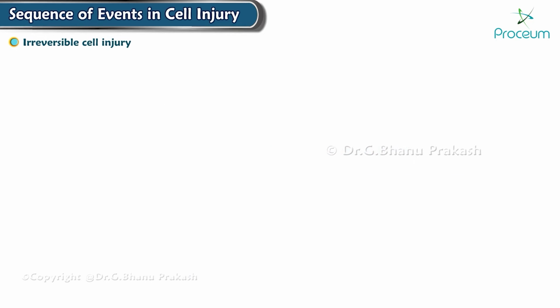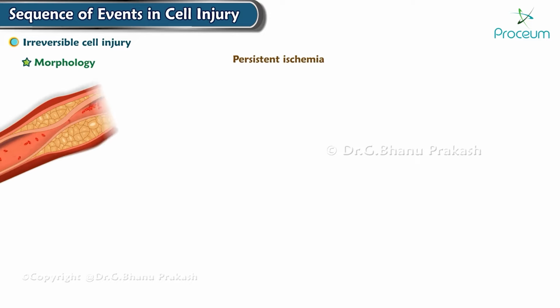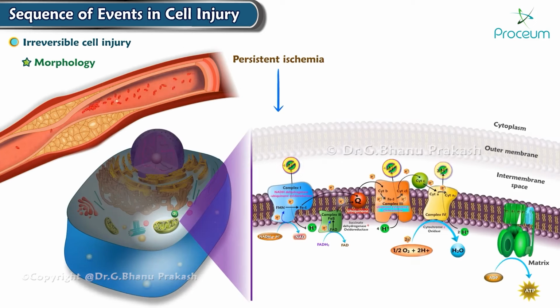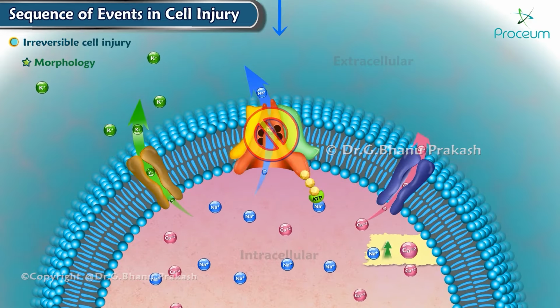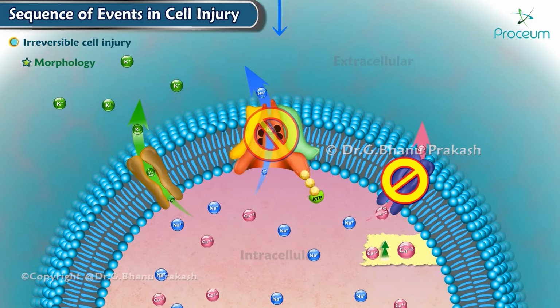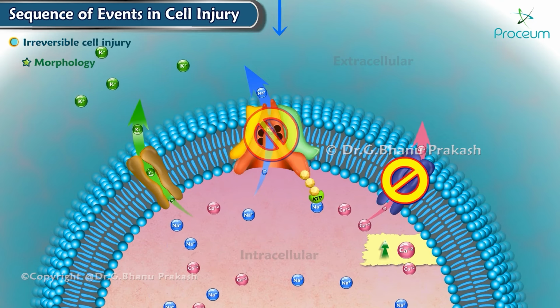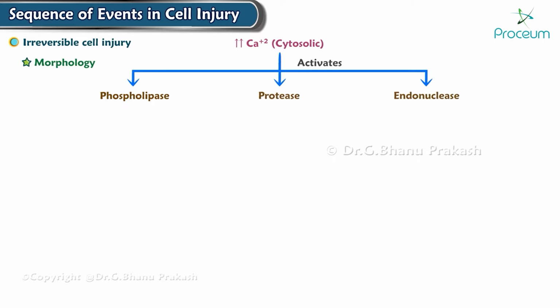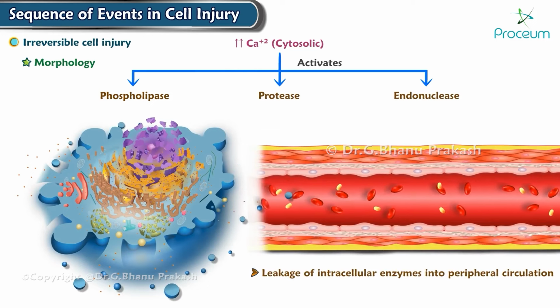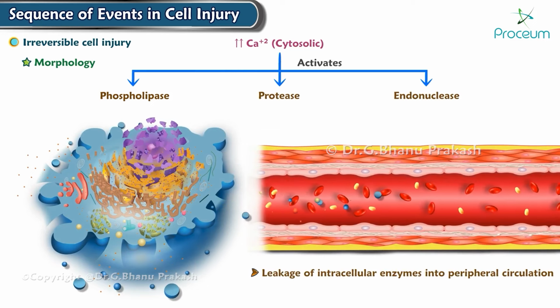Let's now consider the morphology of irreversible cell injury. Persistent ischemia leads to reduced oxygen and ATP production. This causes an increase in intracellular calcium due to failure of efflux. The accumulation of calcium activates enzymes like phospholipase, protease, and endonuclease, and the leakage of intracellular enzymes into peripheral circulation.